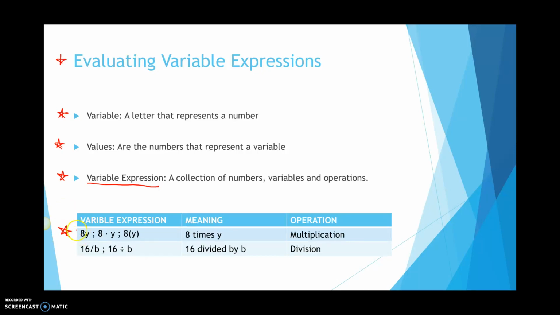So my first row here, we have 8y. That means 8 times y. You also can write it as 8 dot y. Remember that dot right there means multiplication. That's 8 times y. Notice the parentheses are around y. That also means 8 times y. So as I've been mentioning, what does this mean? It means 8 times y, and the operation is a multiplication problem.